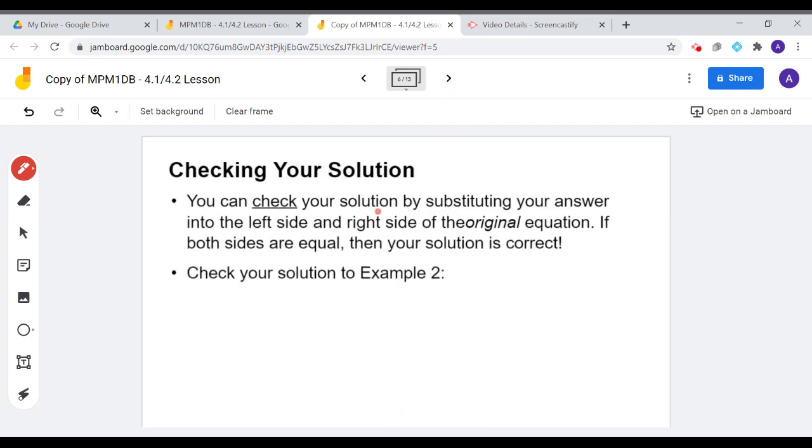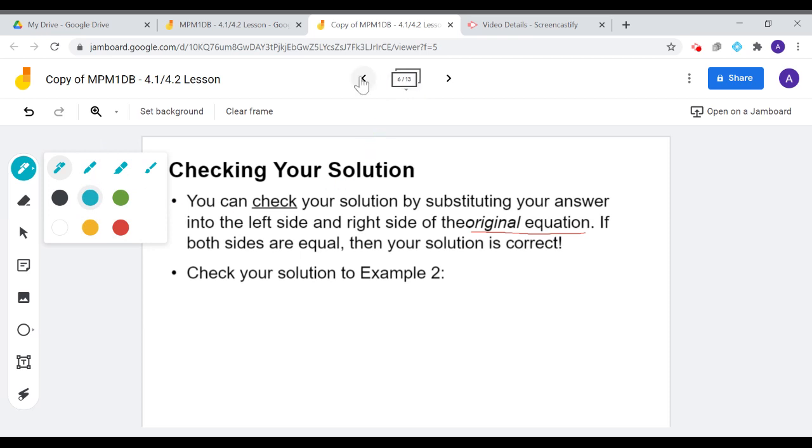Now, one of the things I really like about solving equations is that I can check my solution. So I can check and see if I got the answer right. If this is a quiz or a test and I want to know if I got the answer right, I can actually check it before my teacher marks it. You can check your solution by substituting your answer into the left side and right side of the original equation. If both sides are equal, then your solution is correct.